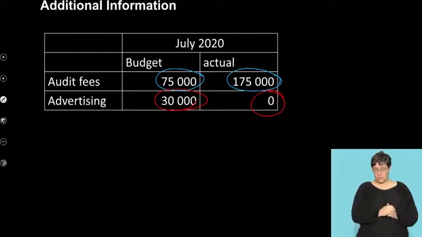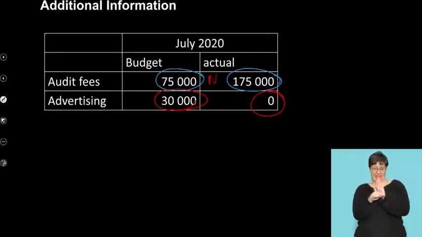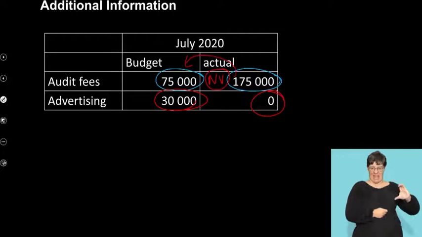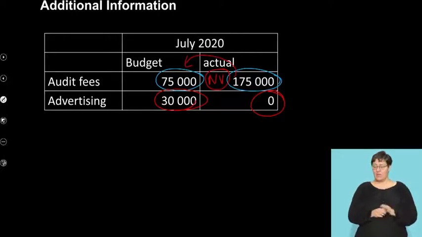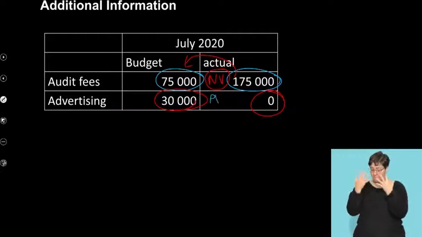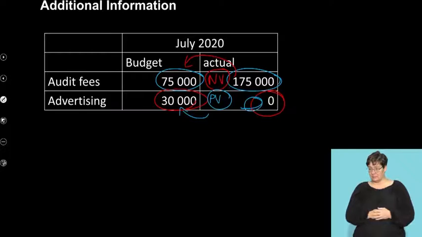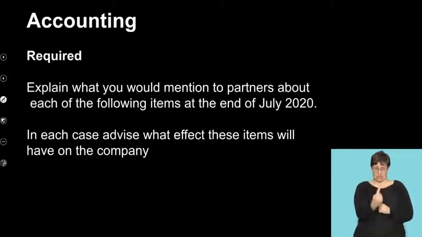Clearly you can see this one here, audit fees, is a negative variance. A negative variance means your actual was more than your budgeted. Your advertising, on the other hand, was a positive variance because you budgeted 30,000, but you spent 0. Okay, now let's discuss each item. Explain in each case what the effect will be.